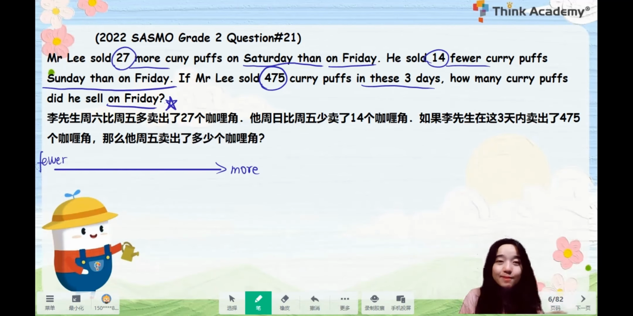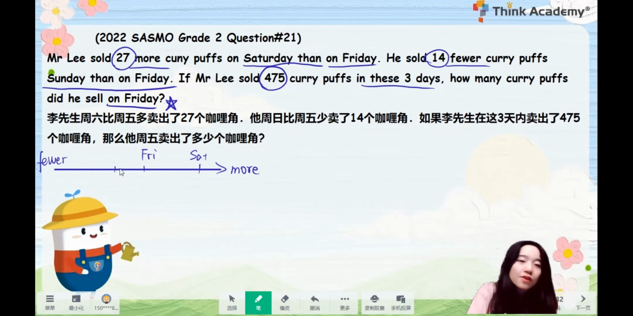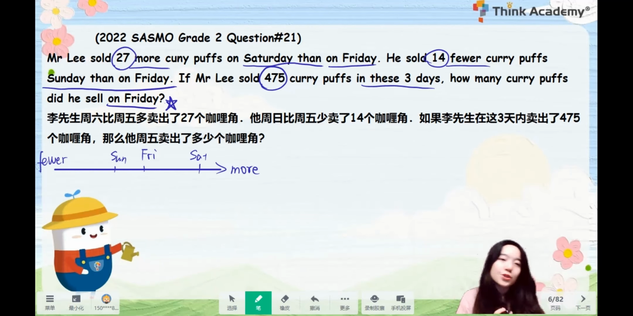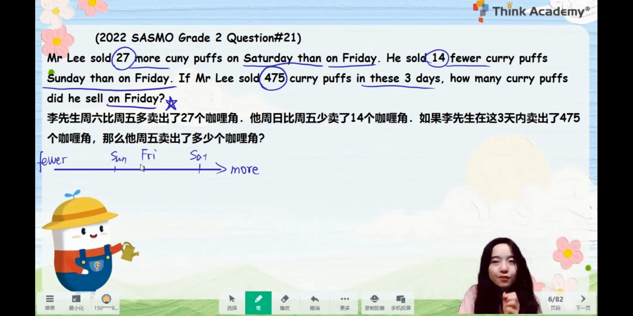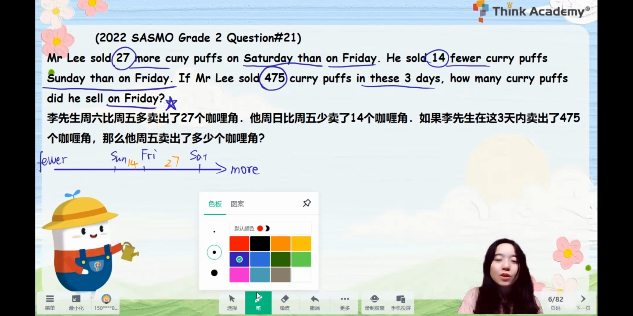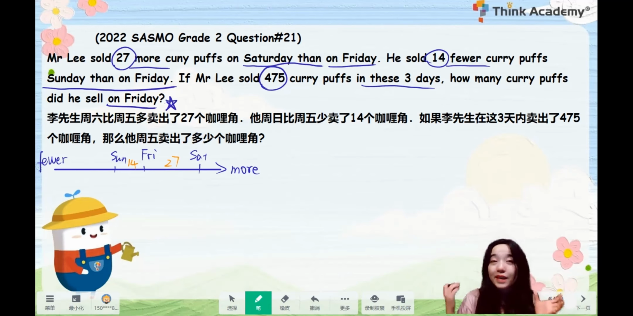In this case, you can see Saturday has sold more curry puffs than Friday. So Saturday should be on the right and Friday should be put on the left. Then, because he sold fewer curry puffs on Sunday than on Friday, this time Sunday should be on the left of Friday. Also, we can label the numbers on the magic arrow, because the difference between Sunday and Friday is 14 and the difference between Friday and Saturday is 27. In this case, we can easily know the relationship between all the 3 days.